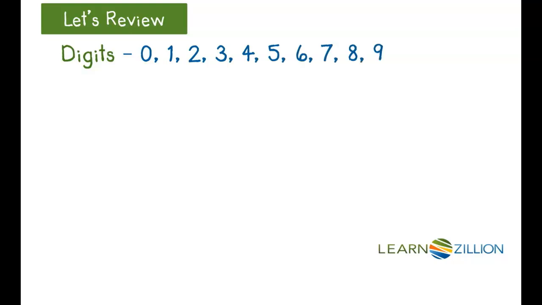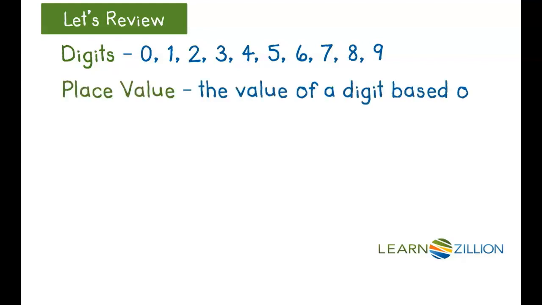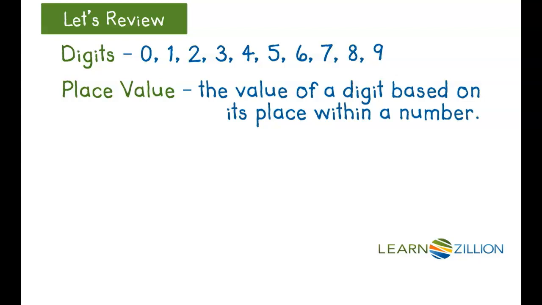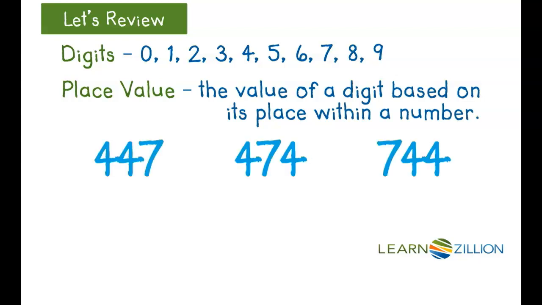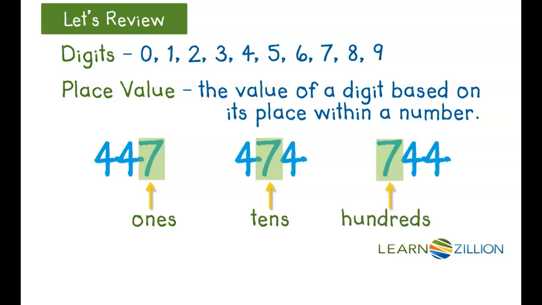Remember, our digits, or numerals, are the symbols that we use to make our numbers. And place value is the value of any of those digits based on its place within a number. In these numbers, 4 and 7 are the numerals we use to make them, but they have different values depending on their place. Here, 7 has a value of 7 ones. In 474, 7 has a value of 70, or 7 tens. And in 744, the 7 has a value of 700 because it's in the hundreds place.